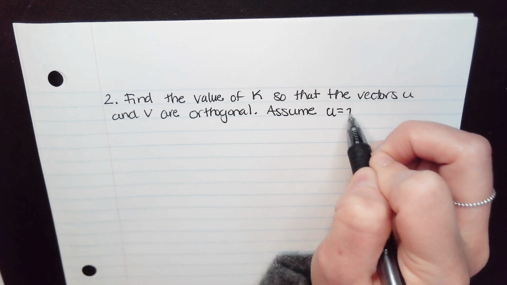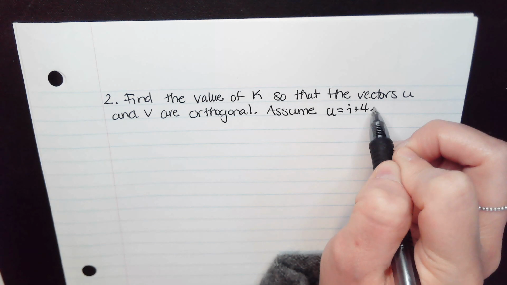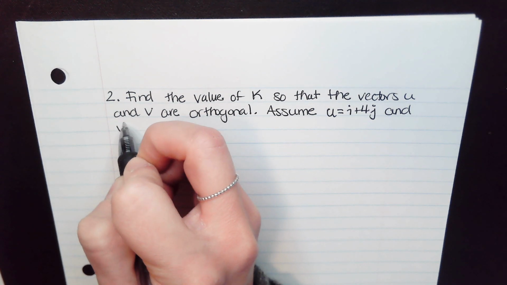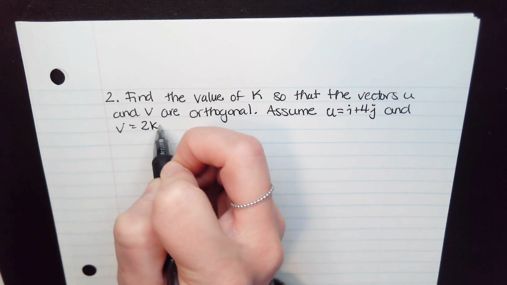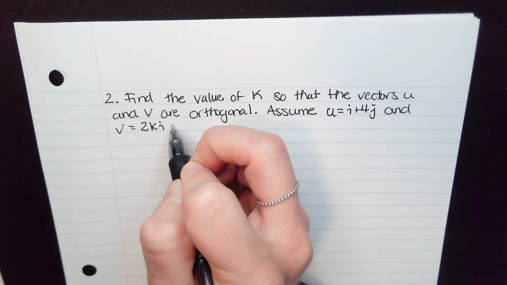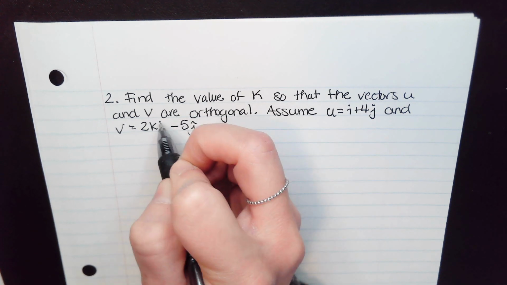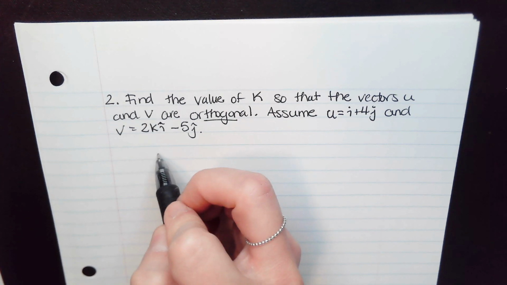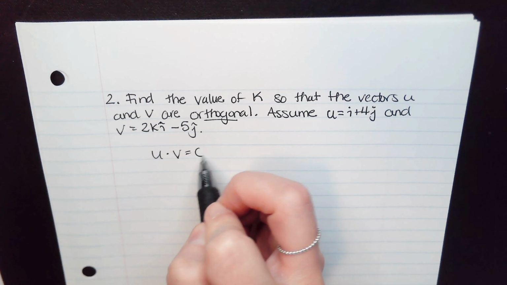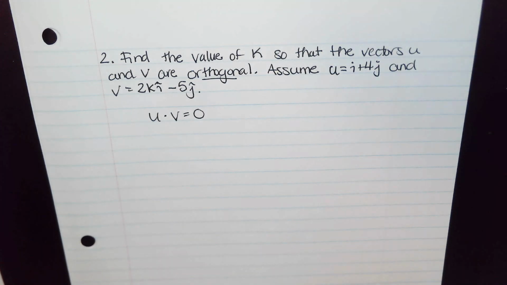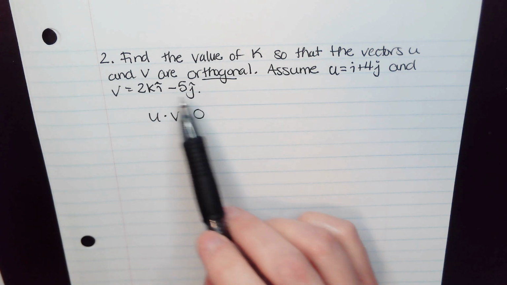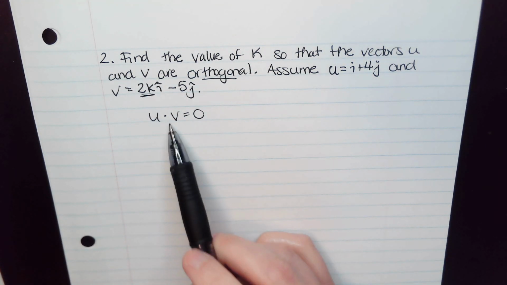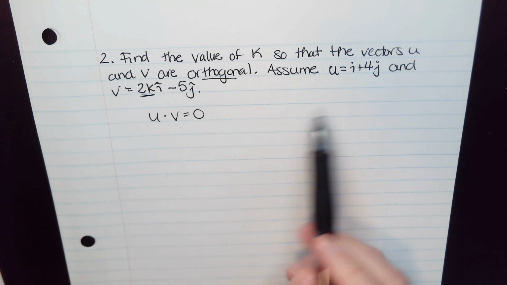So vector u is given as a linear combination, i plus 4j, and v equals 2k i, where k is a constant, minus 5j. All right, so we know orthogonal means that our dot product has to equal 0. We know our vectors u and v, we're just missing this k right here. So we can set up our dot product, set it equal to 0, and let's see where that brings us.